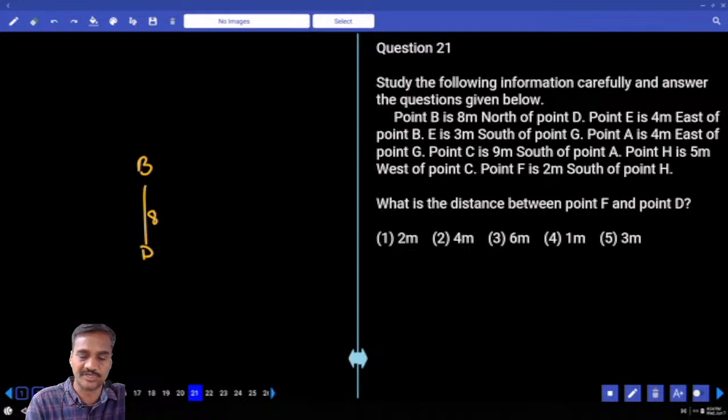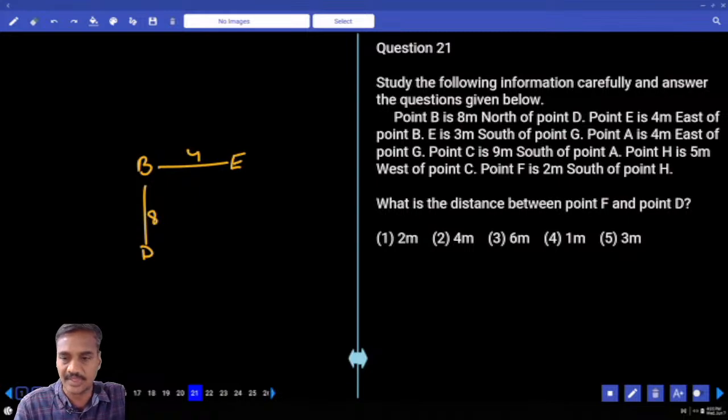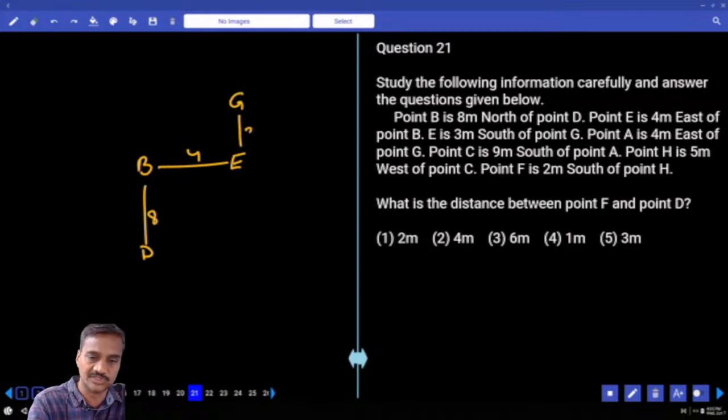And E is 4 meters to the east of B. Now this is E, which is 4 meters to the east of B. And E is 3 meters to the south of G. Now the distance between these two is 3 meters. And A is 4 meters to the east of G. Now A is 4 meters to the east of G.